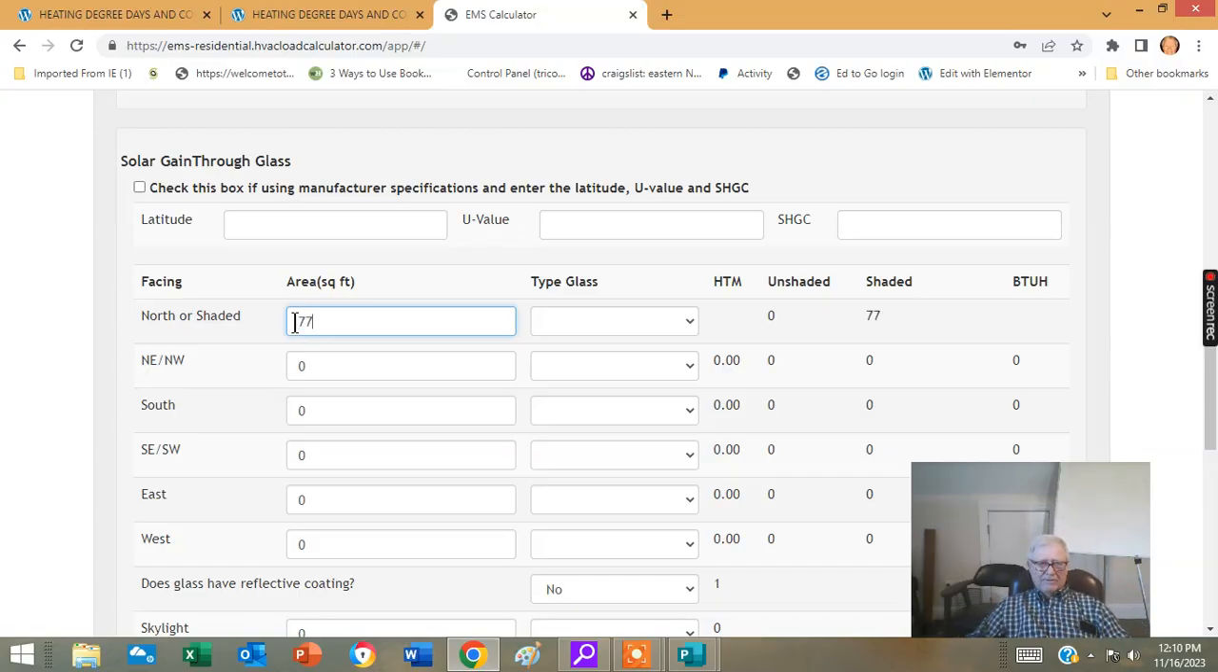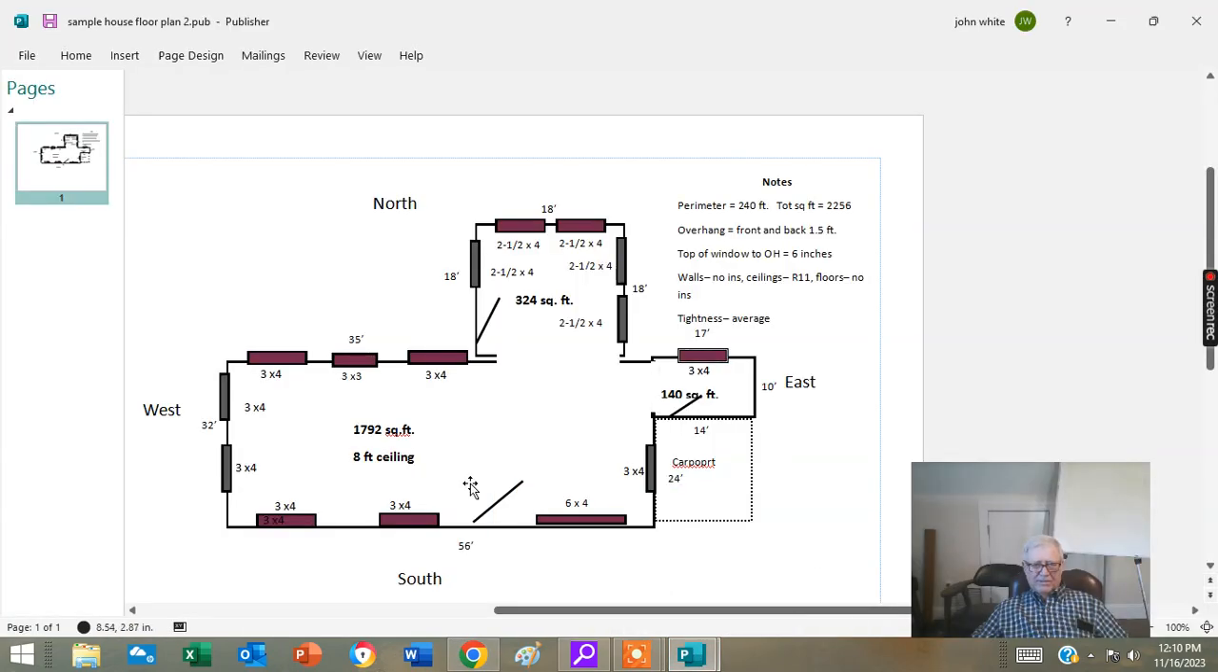Hope I still have you. Now we'll go down and take a look at the south-facing windows. I've got 12 square feet plus 12 is 24 square feet. And here's another 24 square feet, which is 48 square feet. So we're going to put that all down as 48 square feet facing south.